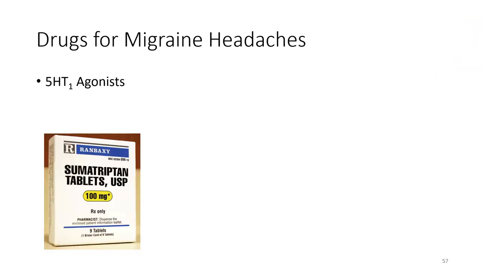So again, I reordered the drugs by what are the more common drugs that are used for migraines. And the first ones are the 5-HT1 agonists. So these are going to activate serotonin receptors in the brain that are going to cause vasoconstriction and kind of rule that headache in. These drugs came about in the 1990s.